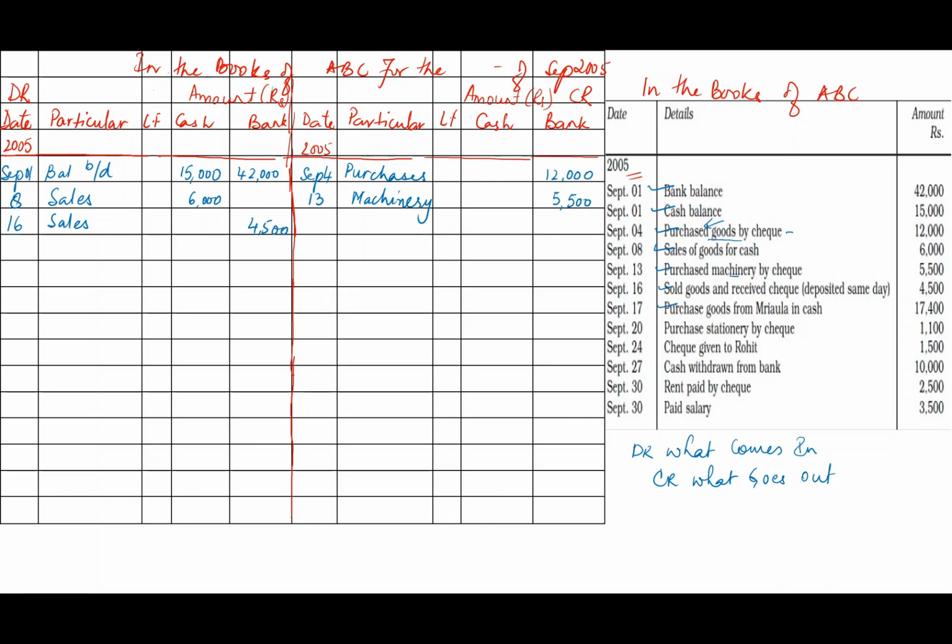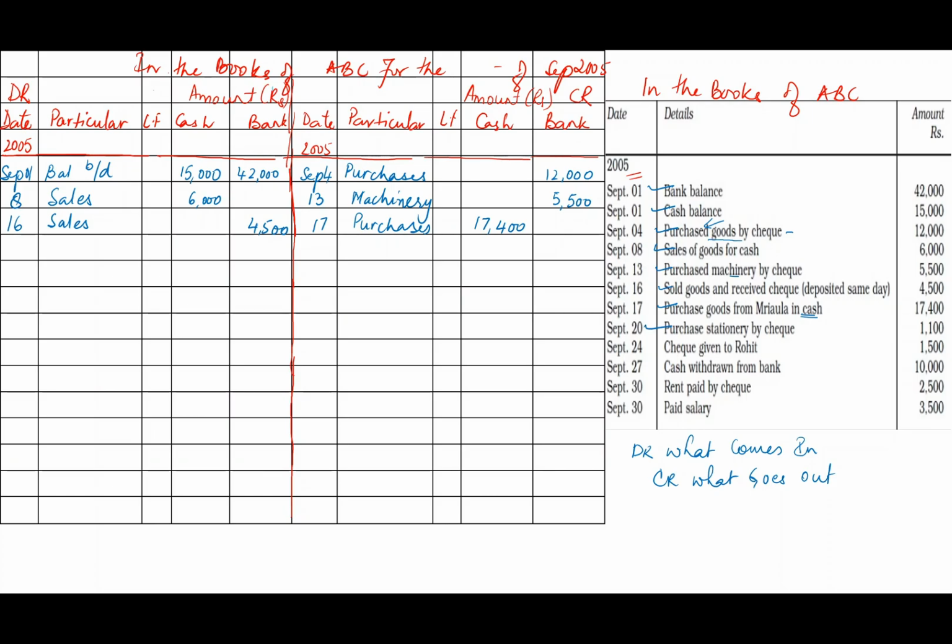On September 17th, purchased goods from Briola in cash. Okay, he bought goods for cash. That means he has paid. So on 17th, I will say purchases. How much is the amount? 17,400. Okay, but then this is in cash. So I will enter it under cash column, 17,400. See here, cash.